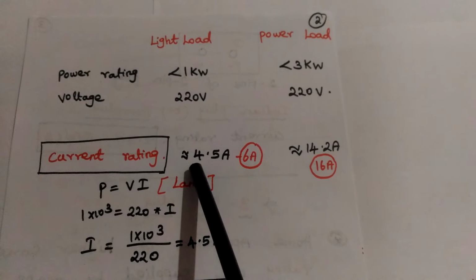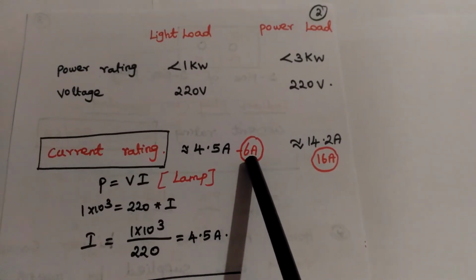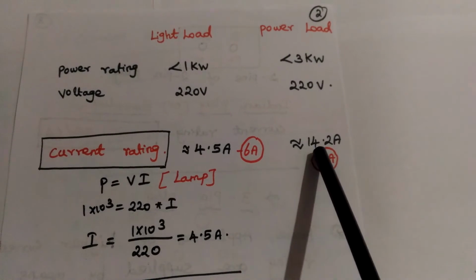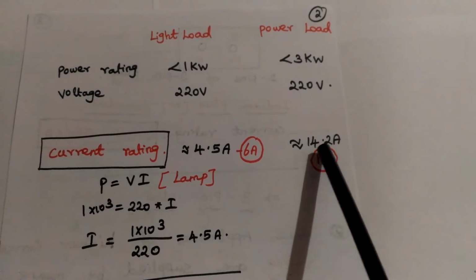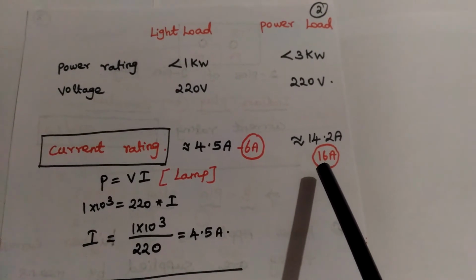So suppose the light loads have a current value of 4.5 amps, it means we want to use a 6 amps plug. For the power load, the current rating will be 14.2 or 13.3 or something, so at that time we want to use a 16 amps plug.